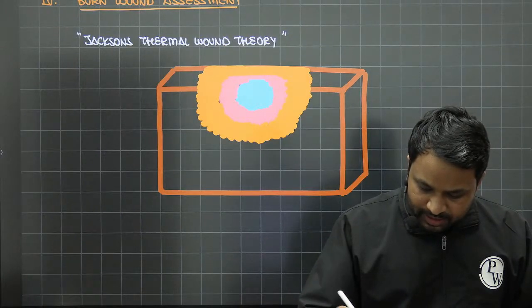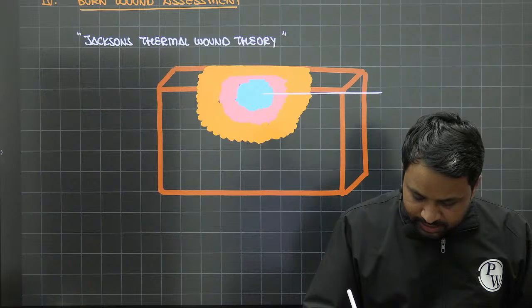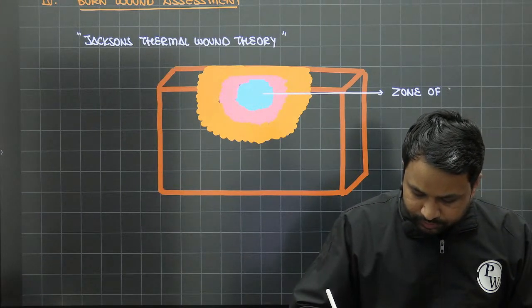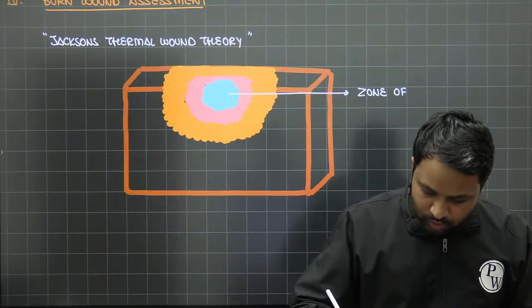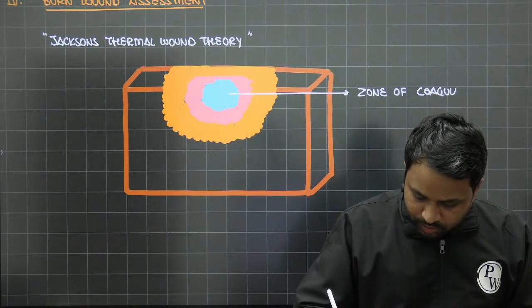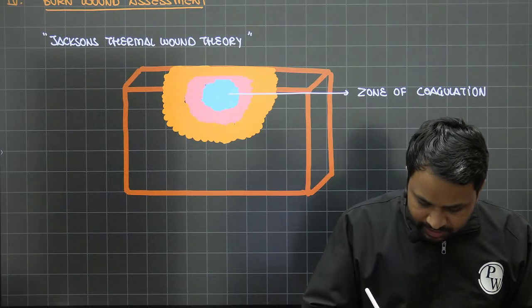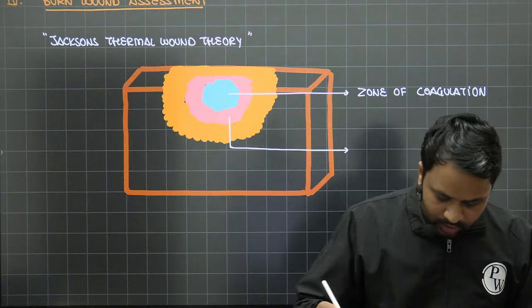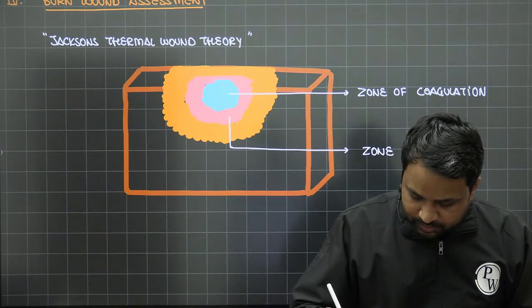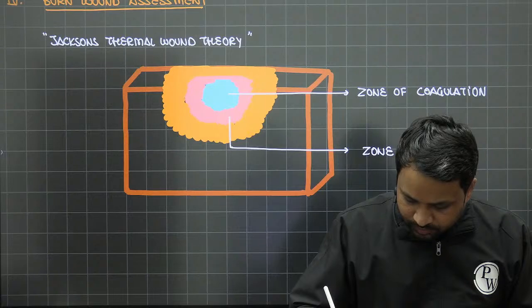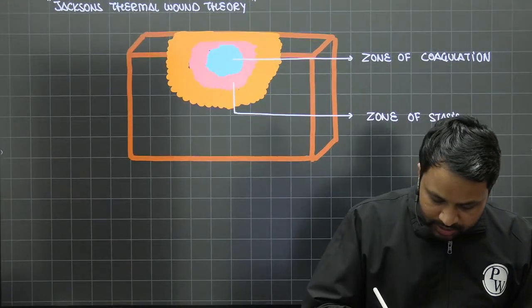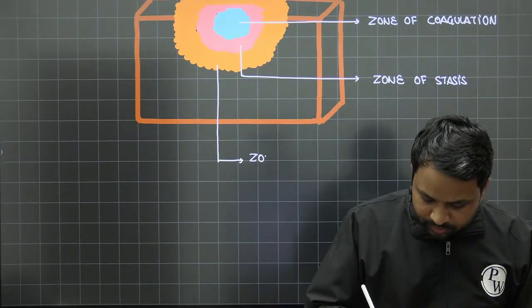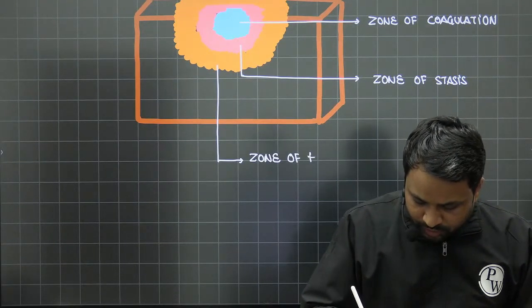Now the zone which is present right dead in the center, this is what we call the zone of coagulation. The second, the in-between zone that is present here, this is what we call the zone of stasis. And the last zone that we have created here is what we call the zone of hyperemia.